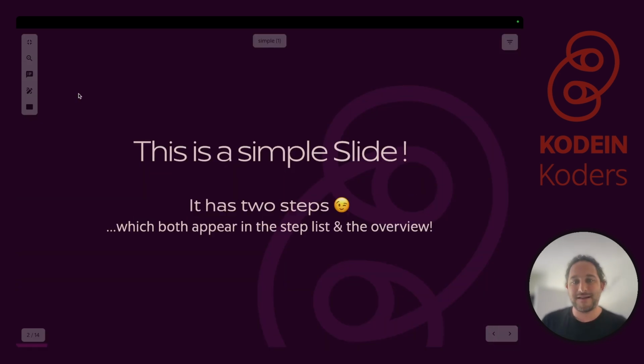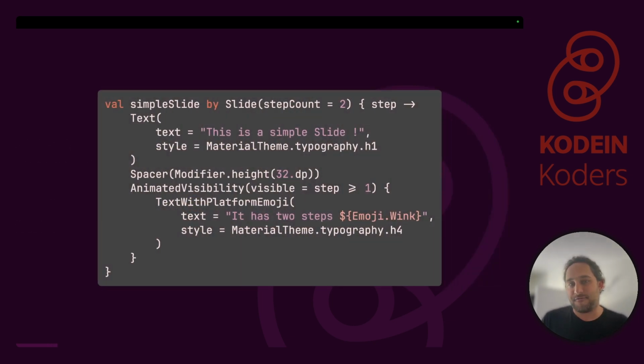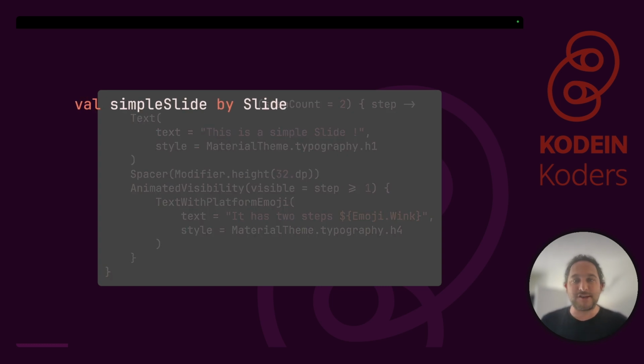Okay, so how do you create a slide? You create a slide by creating a value that uses this by slide. So in CUP, each slide must have a unique name. By using the by keyword of the Kotlin language, we ensure that this slide, for example, is named simple slide, and if all your slides are in the same package, then no 2 slides can have the same name.